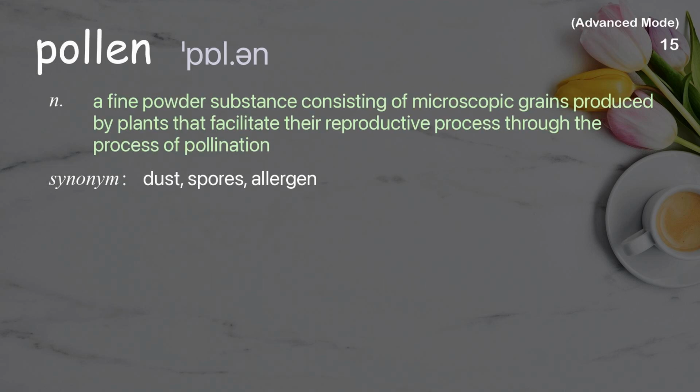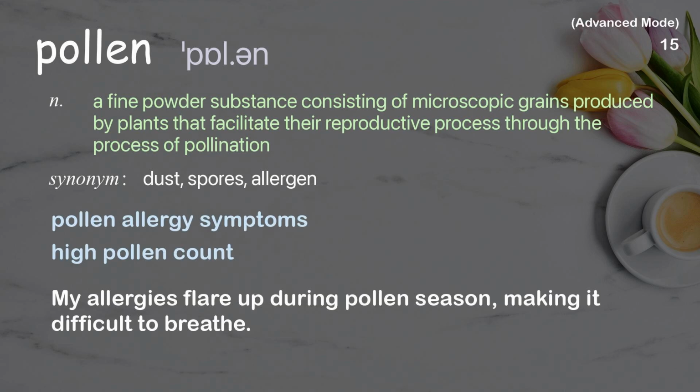Pollen. A fine powder substance consisting of microscopic grains produced by plants that facilitate their reproductive process through the process of pollination. Examples: Pollen allergy symptoms, high pollen count. My allergies flare up during pollen season, making it difficult to breathe.